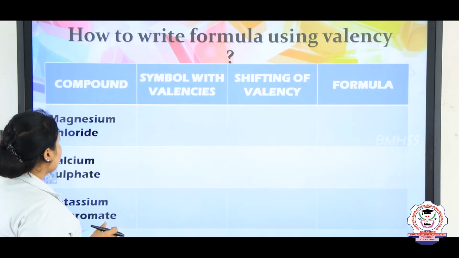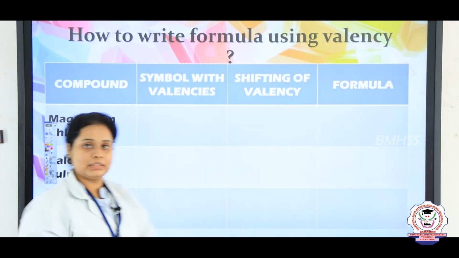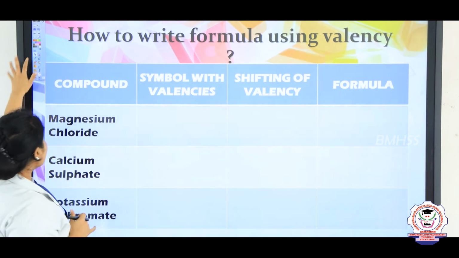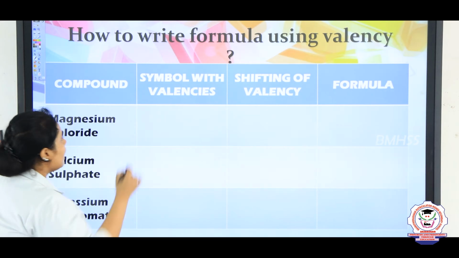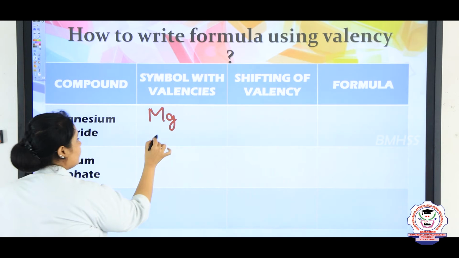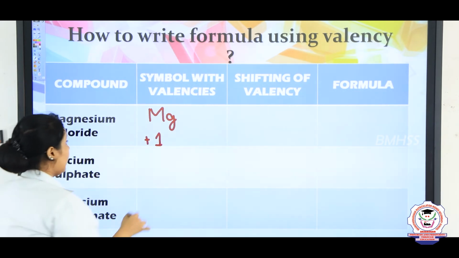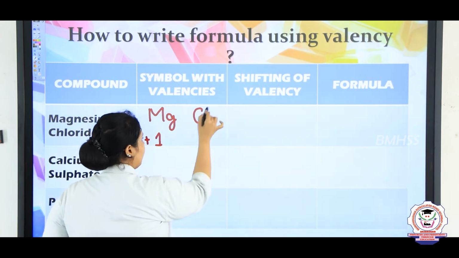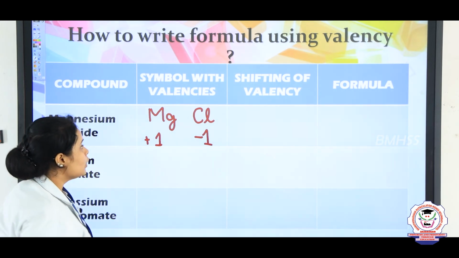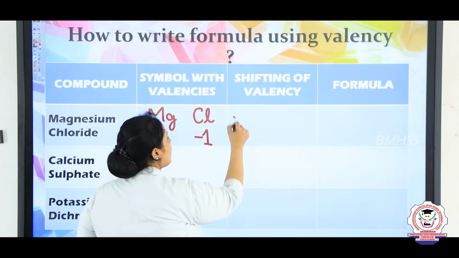Okay. So now let's see how to write the formula using the valencies. Let me take the first example as magnesium chloride. When I am taking magnesium chloride, children, I will write magnesium as Mg and Mg will have +1 valency. In the same way, chloride means chlorine, written as Cl, and here it will be -1. Now what you have to do is shift the valency.